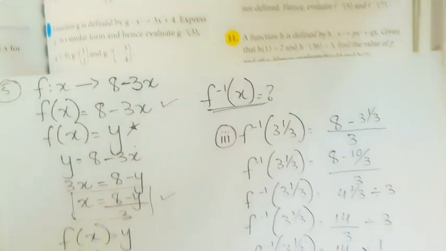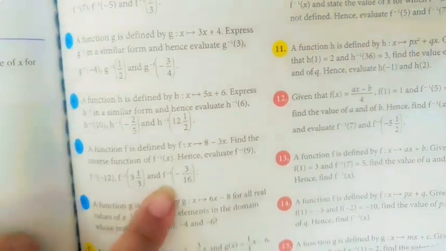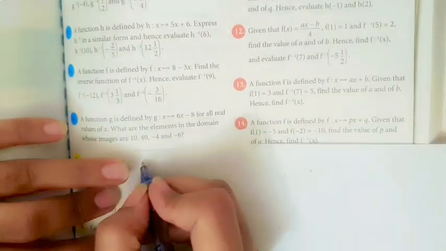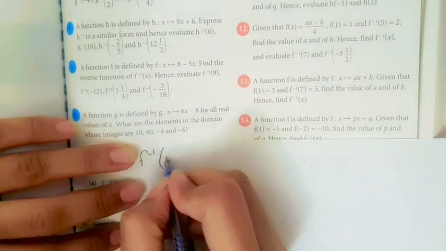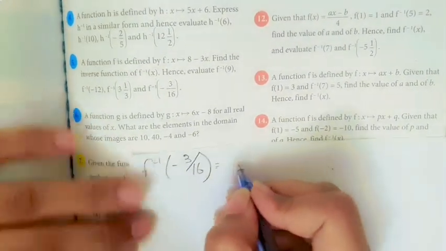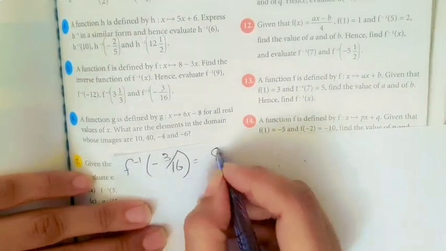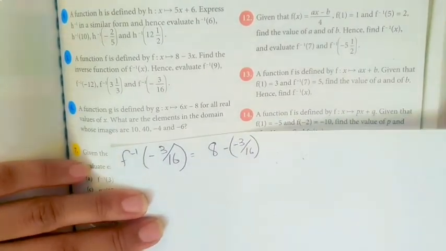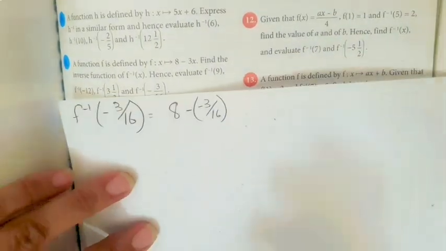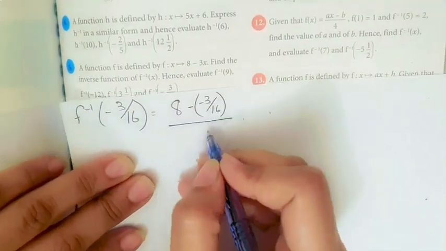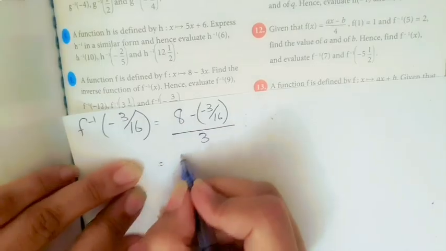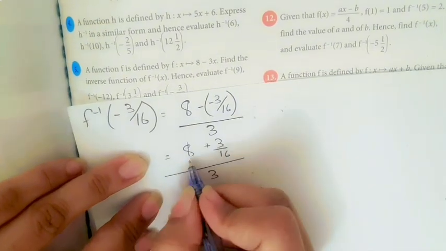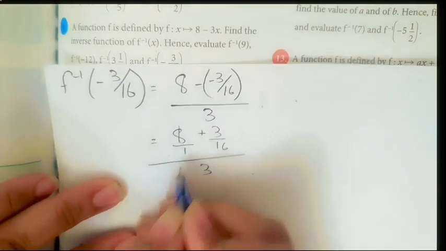Okay, now the last part is f inverse of minus 3 upon 16. In place of x, the value of x is minus 3 upon 16, because there is a minus in the question as well as a minus in the formula, so I have written two minus signs, upon 3. Now open the bracket: (8 plus 3 upon 16) upon 3, and you know that where there is no number in the denominator, we use 1.